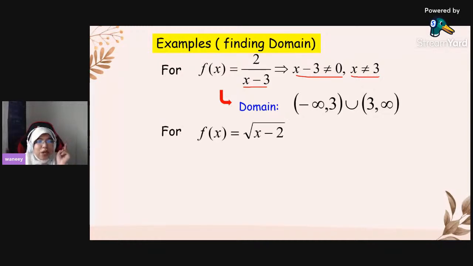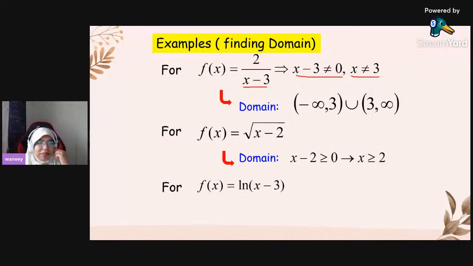Second, when you have a square root, what do you need to do? You need to make sure that the thing inside the square root is definitely greater than or equal to 0. So x minus 2 needs to be greater than or equal to 0, which means x must be greater than or equal to 2. So your domain is 2 to infinity.